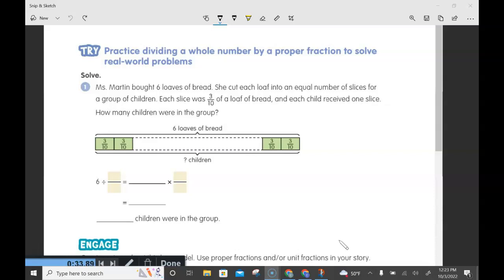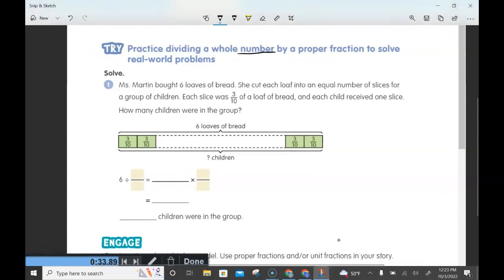So I'd like you to turn to page 104, and we're going to look at the section that says try practicing dividing a whole number. So we'll take a look at a whole number here, and by a fraction. So a whole number by a fraction to solve a real world problem. So let's take a look at number 1 here. I want you to do this with me as I do this in the video.